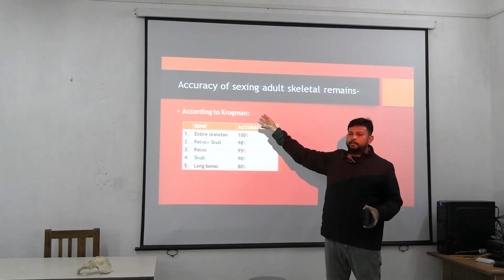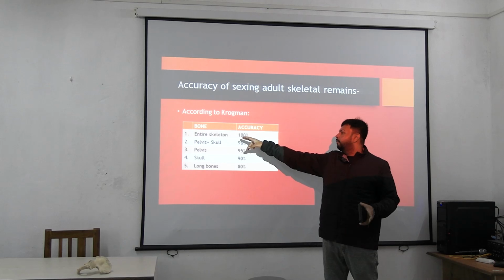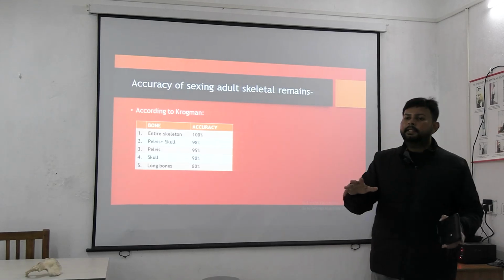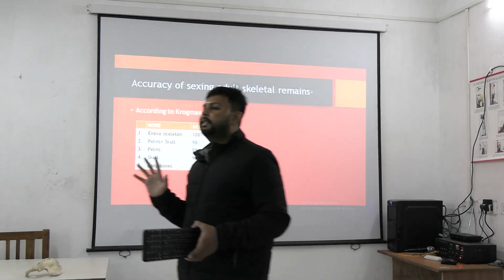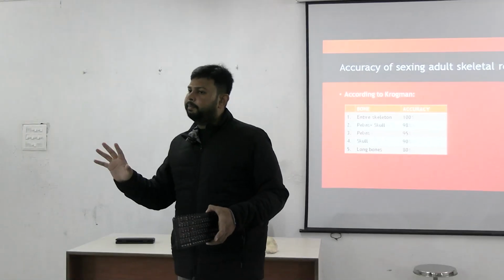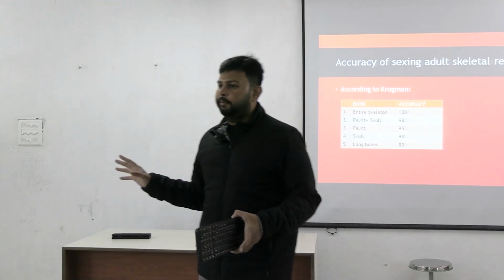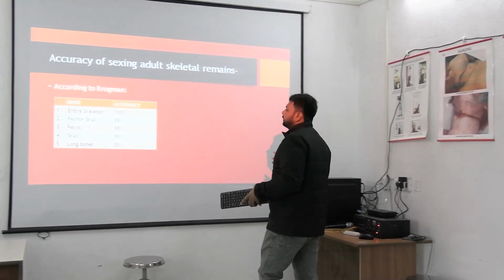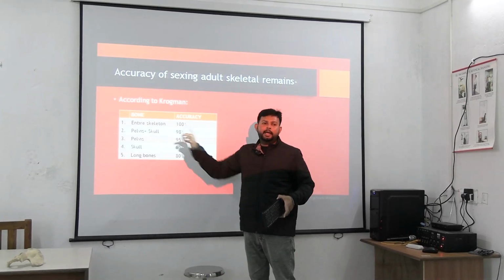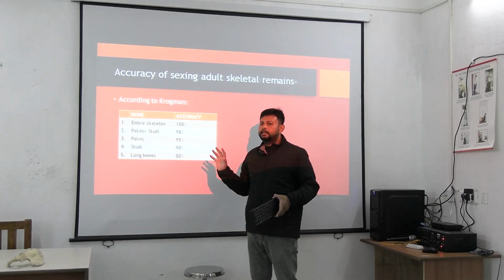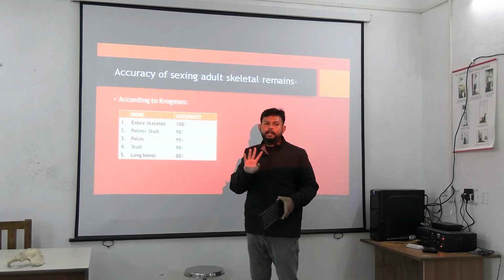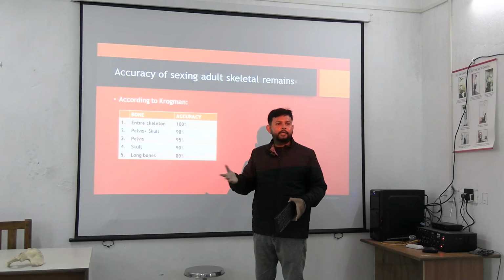Krogman was an anthropometrist. He stated that if the entire skeleton is provided, there are 100% chances that you can identify the sex. Probability 100%, you can be sure that it is a male or a female if the entire skeleton is provided to you. In case only the pelvis and skull are provided, if both bones are presented to you, there are 98% chances, meaning 2% you could be wrong. 98% chances are there that you will be correct to determine the sex.